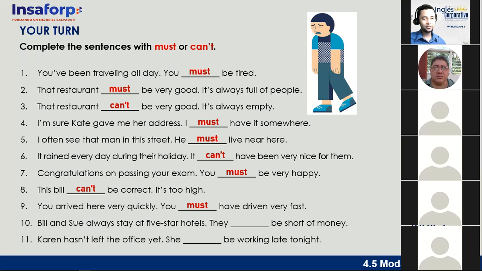Bill and Sue always stay at five-star hotels. They must be short of money. They can be short of money. Ah, salvada de último minuto. Yes, they can't be short of money. Correct. Be short of money means not have a lot of money. Significa que no tiene mucho dinero, ¿verdad? So Bill and Sue always stay at five-star hotels. They can't be short of money. No puede ser que les falte el dinero. Tienen pisto. Very good. Thank you, Rodrigo.